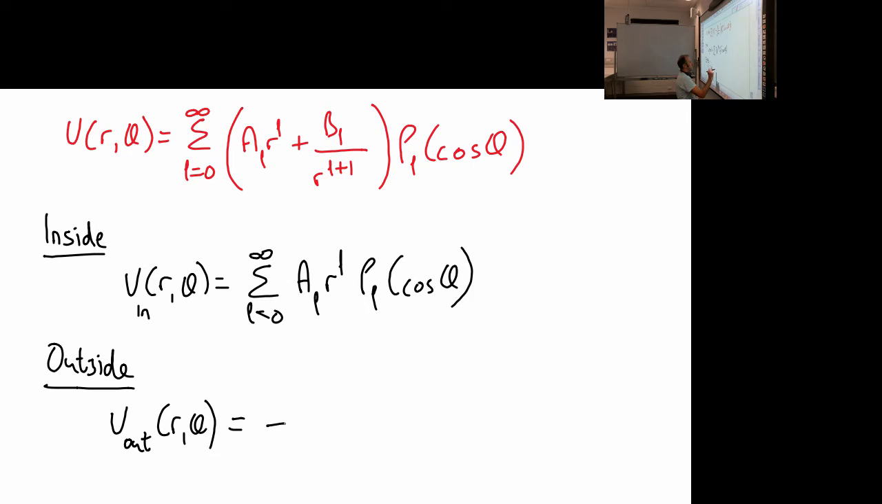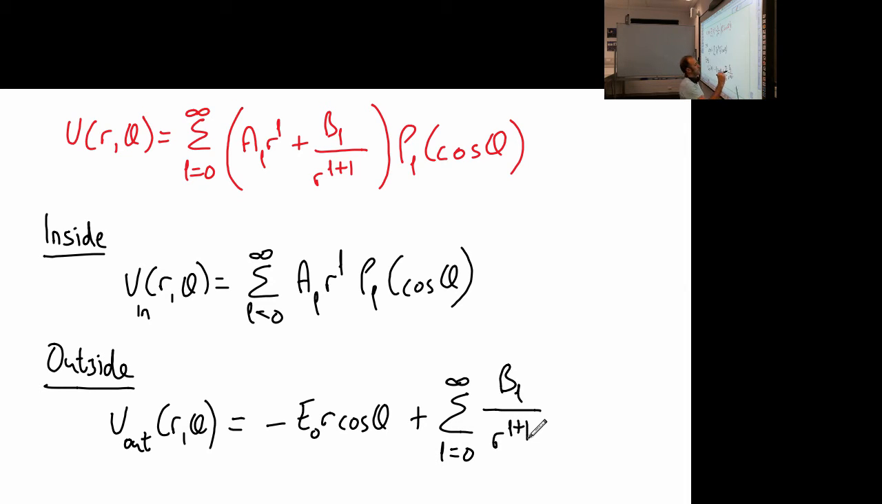So the potential outside, which depends on r and theta, is going to be equal to minus E naught r cos theta plus the sum from L equals 0 to infinity of B L over r to the L plus 1, times P L of cos theta. Okay, so those are the expressions for our potentials inside and outside.